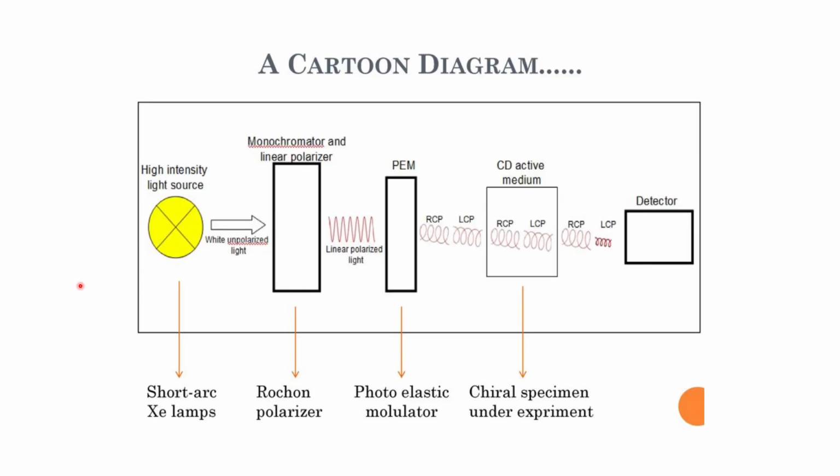So, here's a diagrammatic representation. Light sources like short arc xenon lamps emit the light, and white unpolarized light is passed through the monochromator and it gets linearly polarized. The linearly polarized light then passes through the photoelastic modulator, and this gives circularly polarized light, both RCP and LCP, which then passes through the chiral specimen under experiment, and then finally it passes through the detector.